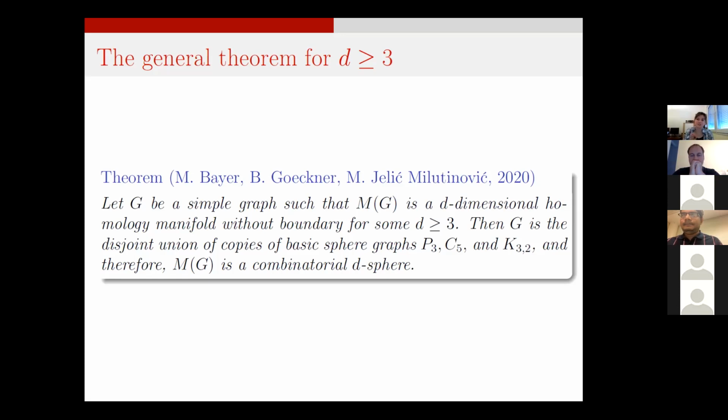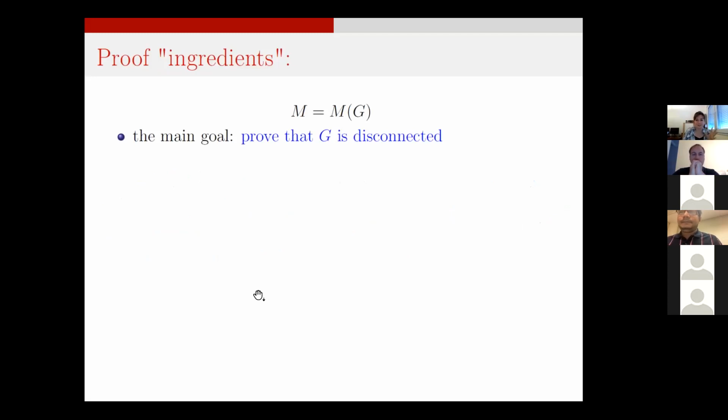But I'm going to mention some main ideas, main ingredients. So let's start with our M, that is the matching complex of that G. What is our main goal? To prove that this G is disconnected. Well, we don't see at the moment why it is our main goal, but we're going to see it at the end.